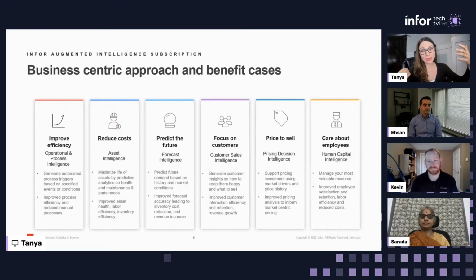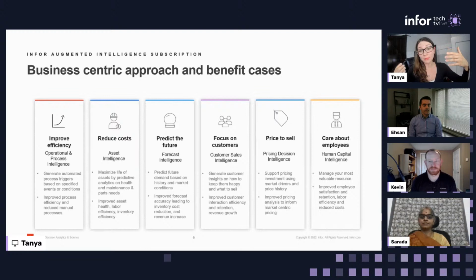And last but not least, human capital intelligence. Humans are the most valuable resources within our organizations. Probably some of you have dealt in one way, shape, or form with the screening process and the recruitment process. You know how long and lengthy this is, and we can help with machine learning algorithms there.